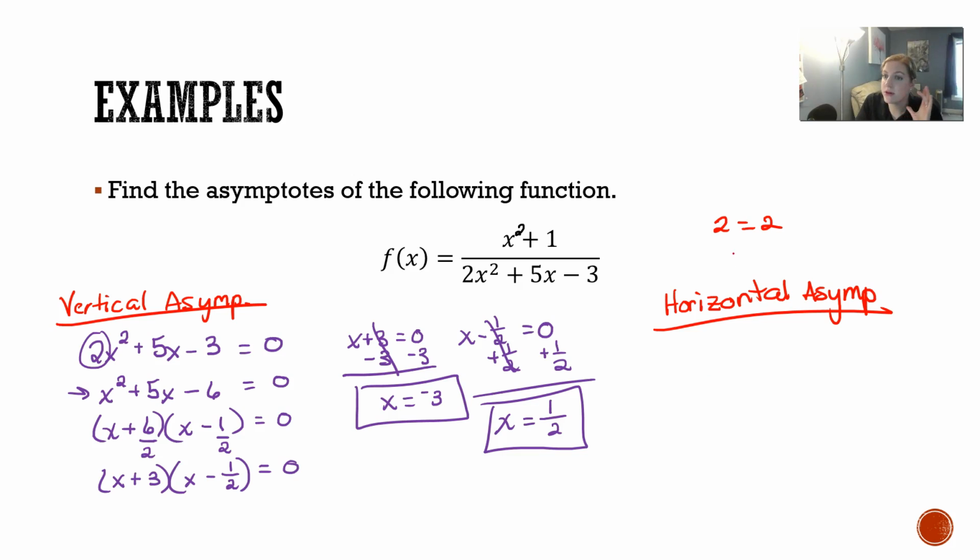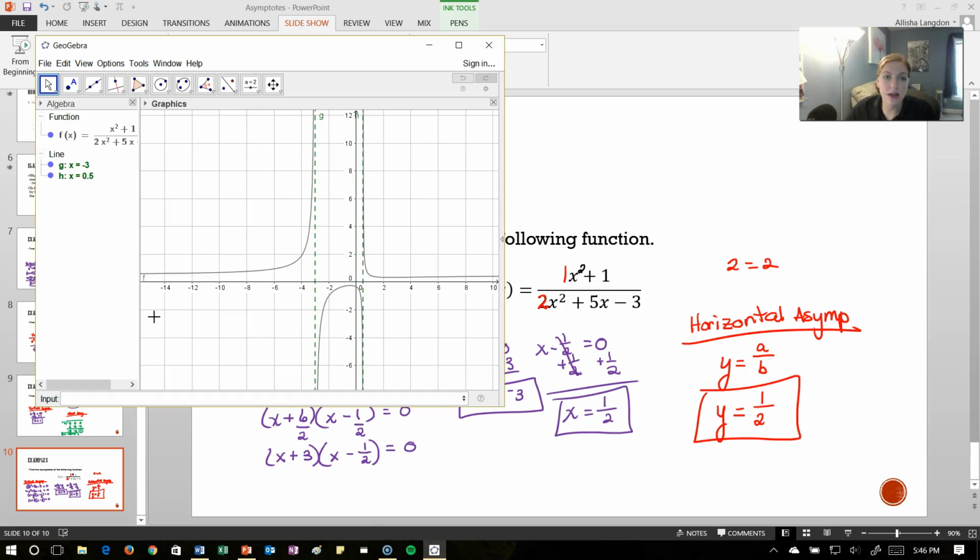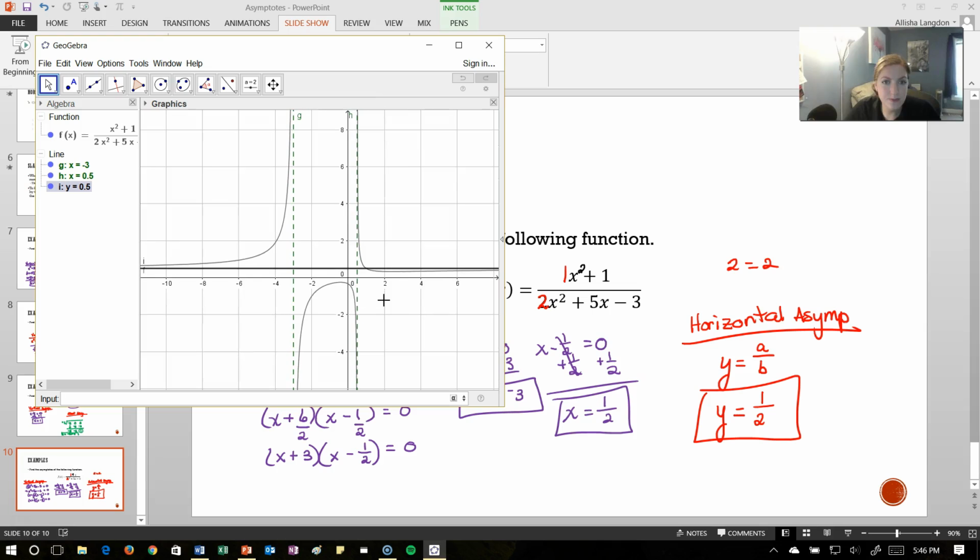When you have two exponents that are equal, you need to go ahead and take your leading coefficient on the top and divide it by the leading coefficient on the bottom. Now the leading coefficient on top is just going to be 1. The leading coefficient on bottom is just going to be 2. So this looks like we have a horizontal asymptote at y equals 1/2. Let's double check to make sure that looks correct though. So we're going to go back to our graph and just graph y equals 1/2. Not 1.2, but 1/2. Boom.